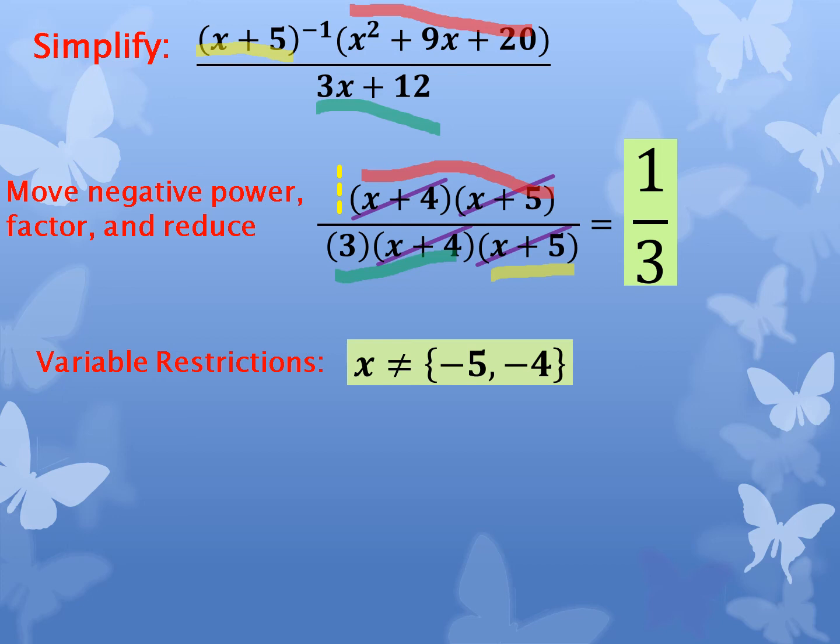And then we took all of our denominators, set them equal to 0, and that's how we came up with our variable restrictions. All right? Okay, let's look.